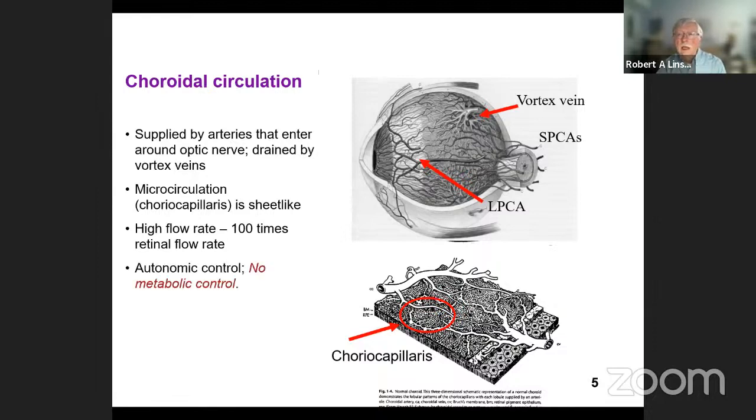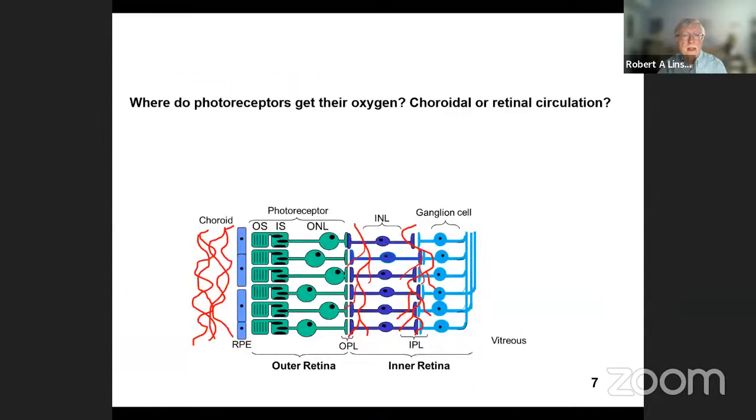There is no metabolic control in the choroidal circulation. It does not care what the metabolic demands are of the retina, and its control is completely autonomic, largely sympathetic control. And the capillaries are fenestrated, so the blood-retinal barrier at the outer part of the retina is at the retinal pigment epithelium, not in the choroid itself. So, okay, the first question, where do photoreceptors get their oxygen?